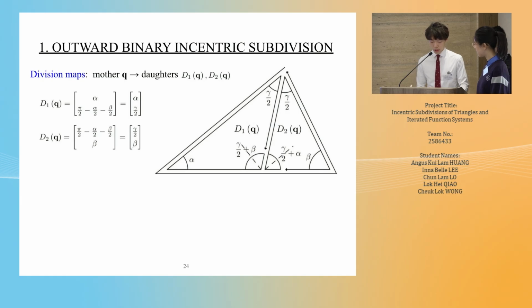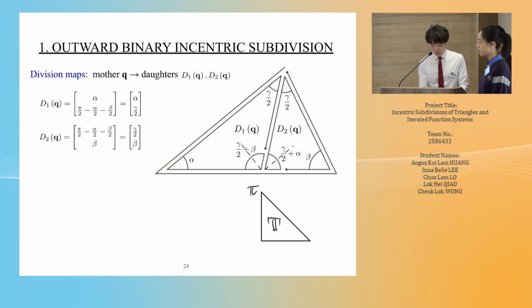Working in T, which I will redraw now, working in T, which is this space of triangles sitting in the first quadrant of R2, the division maps that produce the 2 outward binary daughters of a mother Q are given by D1 and D2, which are affine maps on R2. Our convergence proofs will follow from showing that certain other affine maps associated with them are contraction maps through computing matrix norms.